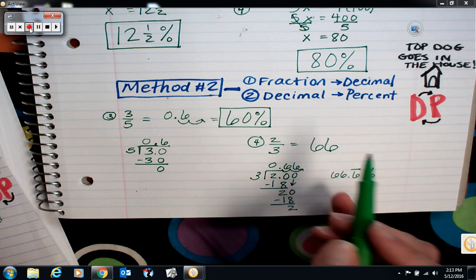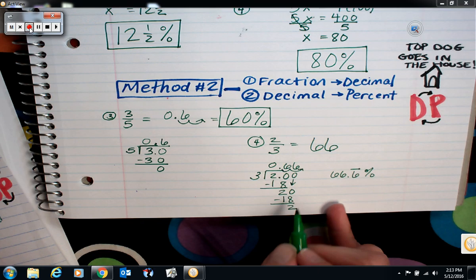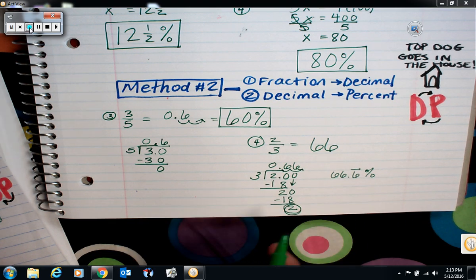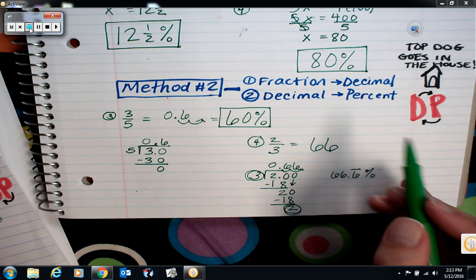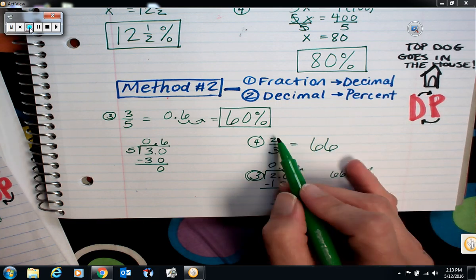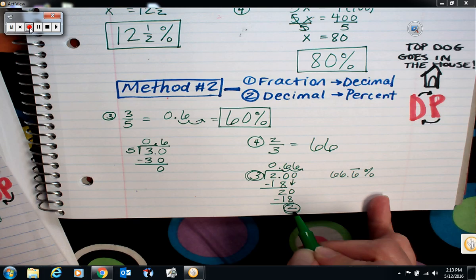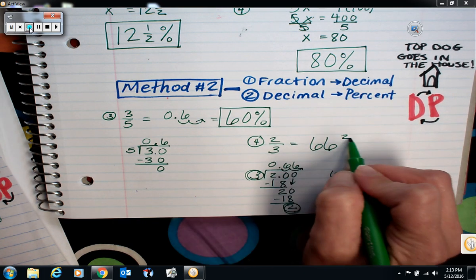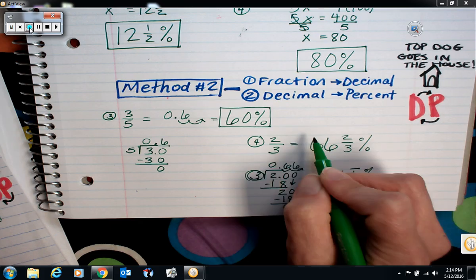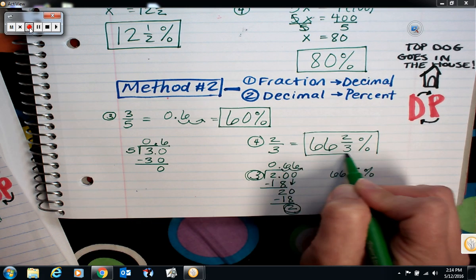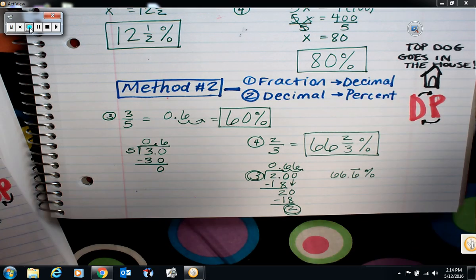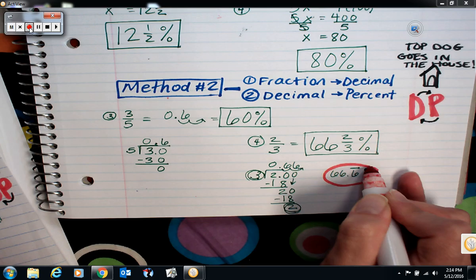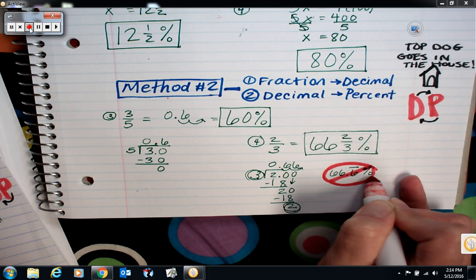So I'm going to go back to my division. And if I look at my remainder down here, it's a 2. And my divisor is a 3. So I can use those 2 numbers to write a fraction for what's left over. So I'm going to instead say that 2/3 is equal to 66 and 2/3%. And that's a better answer because it's measurable. So anytime you have those repeating numbers, make sure that you don't give a 66.6 repeating percent.